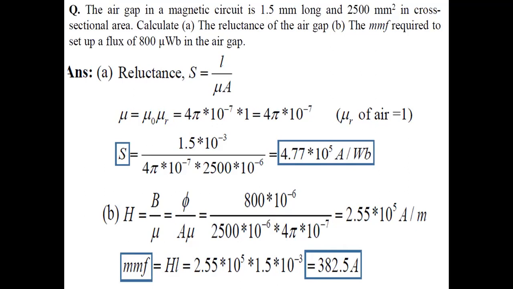382.5. Yes, sir. You are getting this answer when I am showing it, I know. My question is this: 4.77 into 10 to the power of plus 5 into this 800 into 10 to the power of minus 6. Press this and both my answers will come the same. Both answers you got the same.